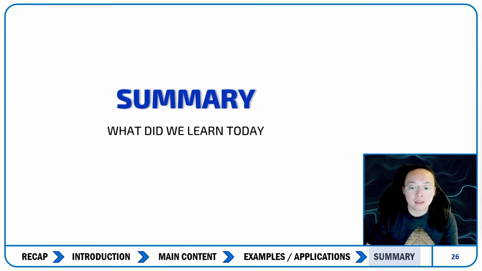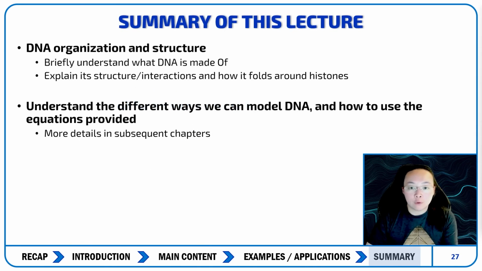So what did we learn today? We just learned a really high-level overview of the different types of ways we can look at DNA in preparation for our upcoming chapter, which is the worm-like chain model for DNA. So from this chapter, you should know what DNA is made of, explain its structure and interactions, and how it folds around histones, and ultimately into a chromosome. And of course, you should understand that we can model DNA in different ways to get different information that we're interested in. So more details in subsequent chapters. This is just a brief overview of what's to come.